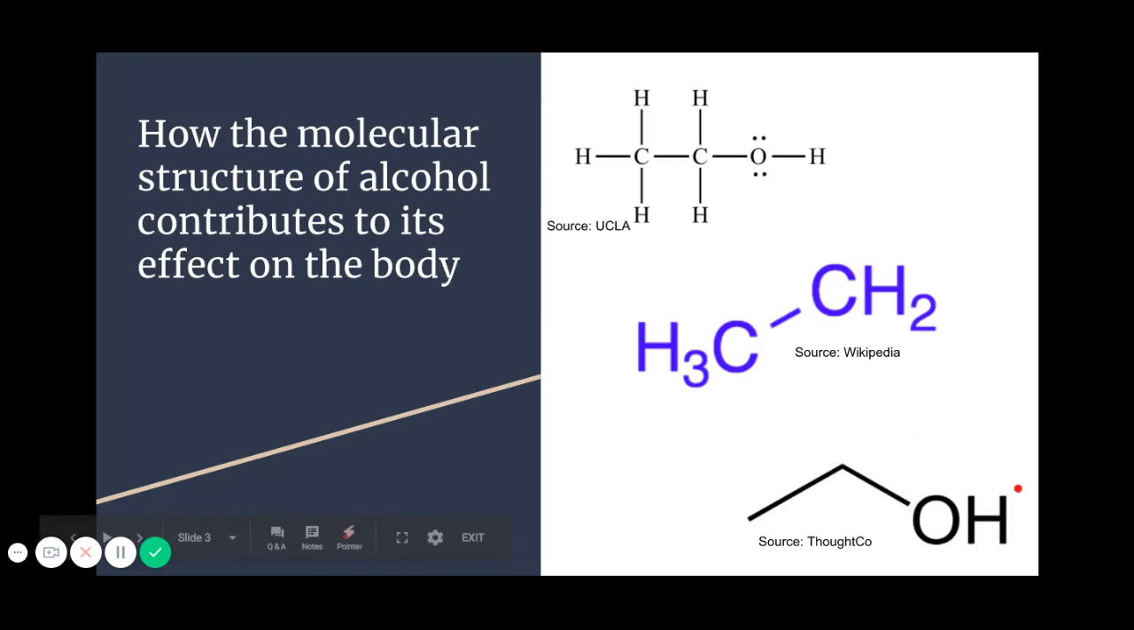So this hydroxyl group right here, that enables hydrogen bonding. The hydroxyl group is polar and allows alcohol to dissolve in the blood, which is composed of the polar water. Remember, polar dissolves polar, non-polar dissolves non-polar. Like dissolves like. Now, meanwhile, the ethyl group, which is right here, allows the alcohol to be absorbed by lipids, which too are non-polar.